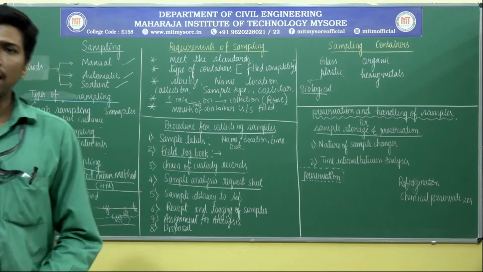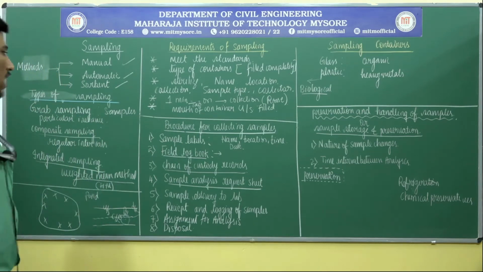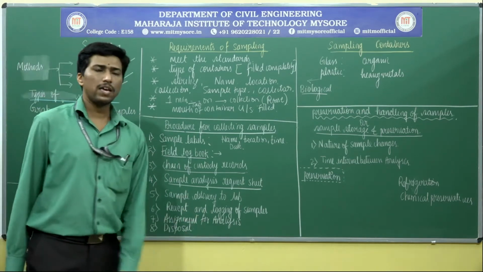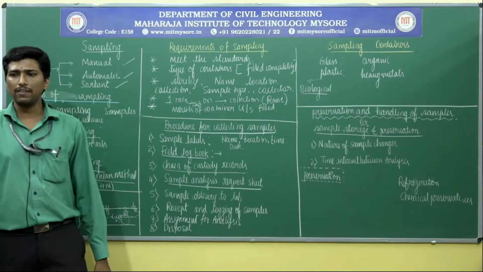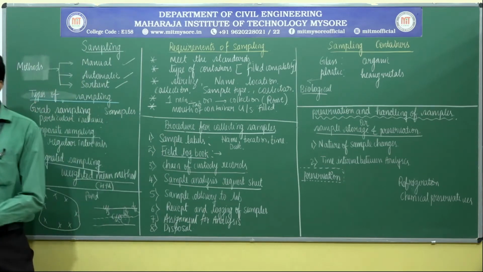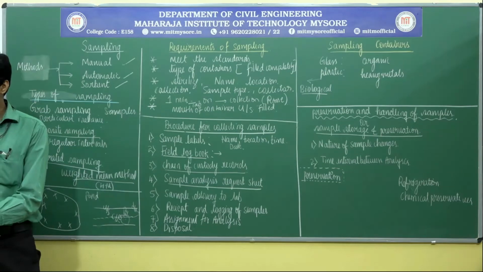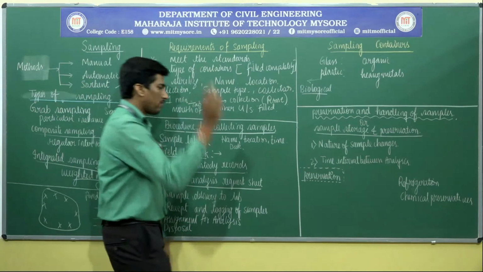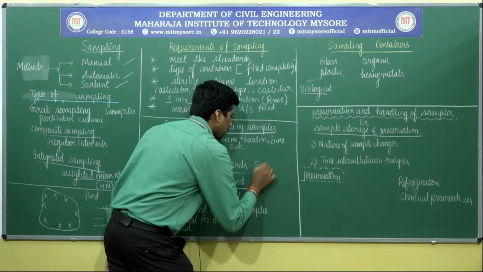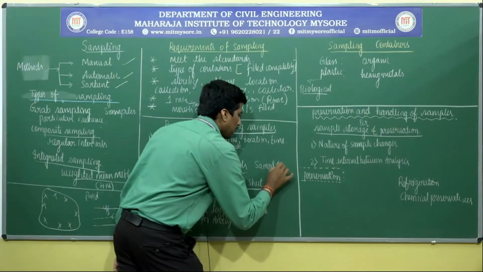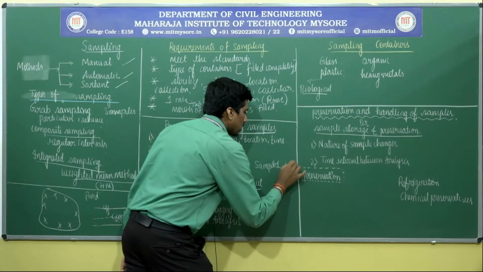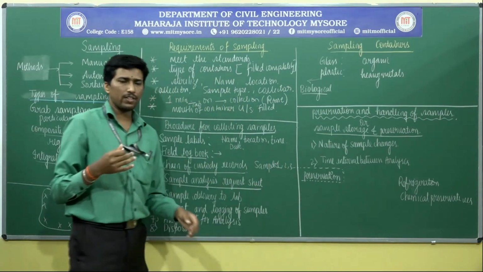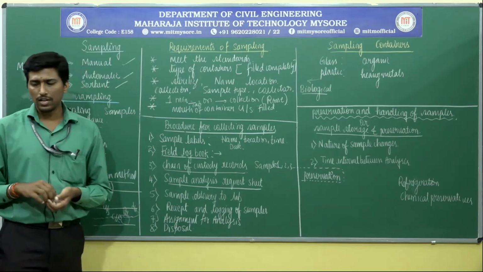Next, sample delivery to the lab. As soon as the sample has been collected, it has to be delivered to the lab. That is the most important thing. Meanwhile, in the chain of custody, if you have collected more than 5 samples, you need to name them as sample number 1, 2, 3, etc. What is the date and everything, that we call the chain of custody records.